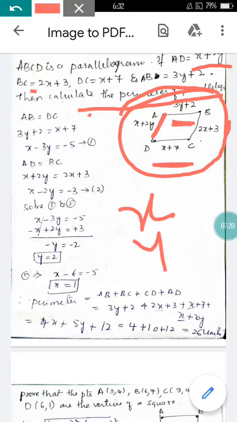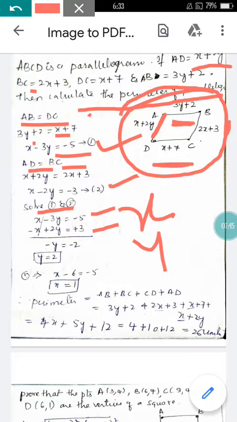How to find it? For that you need to make use of the properties of a parallelogram. As you know, the opposite sides are equal here, so equate their values to find one equation and name it equation number 1. In the same way, equate the other two sides, and from there you are going to get another equation. Mark that as equation number 2 and simplify both the equations. Then you are going to get the values of x and y. Here I have got the value of y.